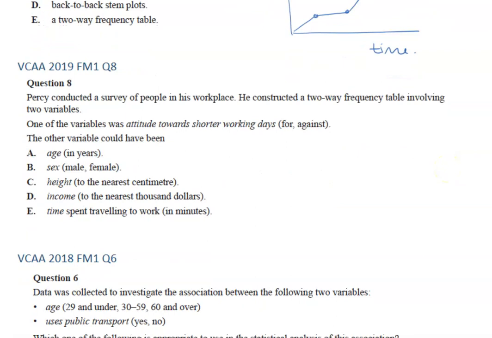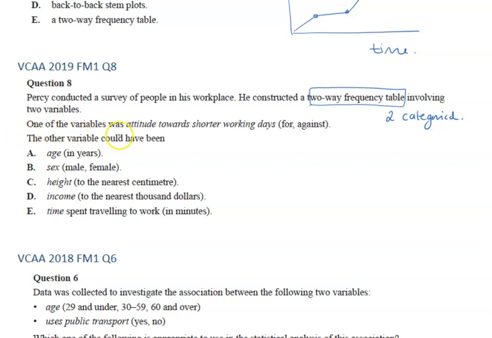Another question from 2019, this time from the Southern Hemisphere paper. Percy conducted a survey of people in his workplace and constructed a two-way frequency table. So already we should be thinking two-way frequency table. Let me check. That means I need two categorical variables.